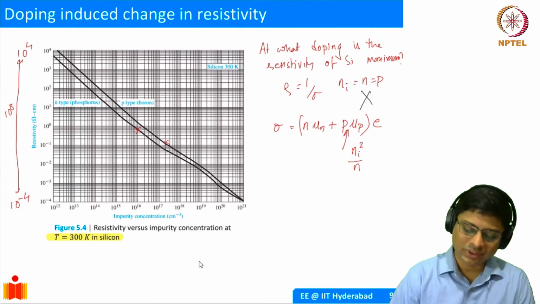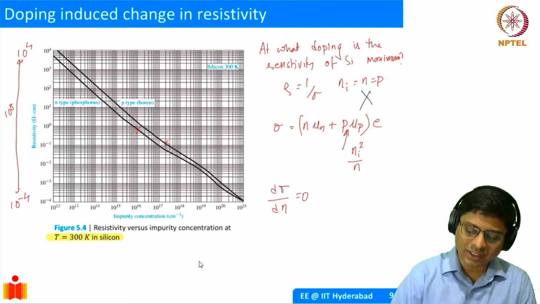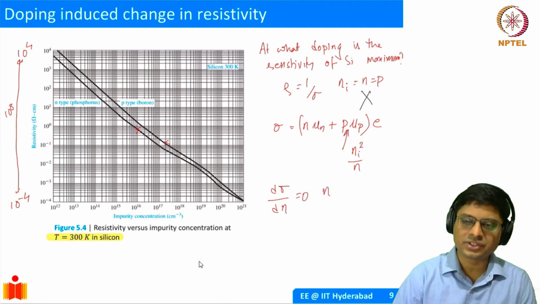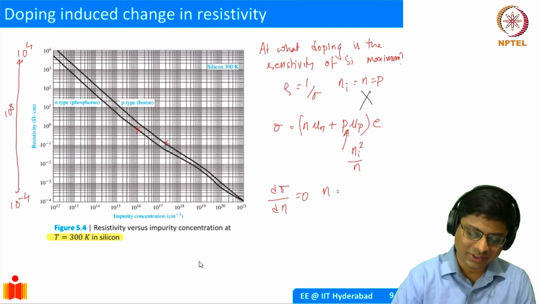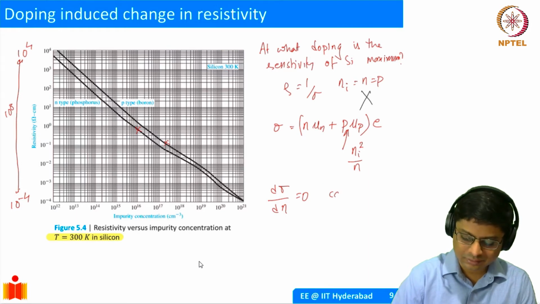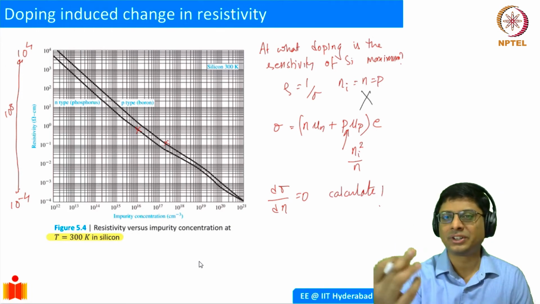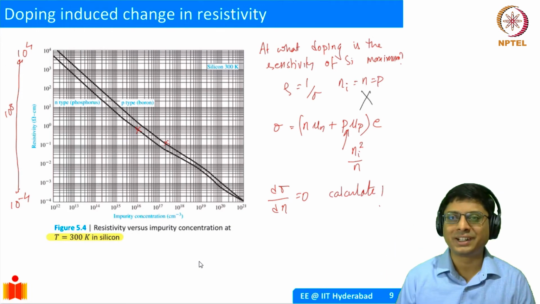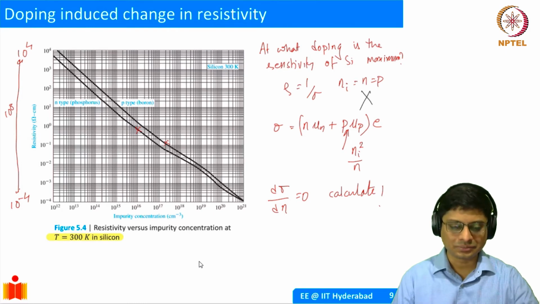Okay. So substitute, you can find out what is d sigma by dn and you set it to 0. So you'll get the density at which your conductivity is going to be maximum. I will leave it to you as an exercise to calculate where the conductivity is going to be minimum. That means at that point, resistivity is going to be maximum. It's not going to be at n equal to p equal to ni. Anyway, it's an exercise for you.